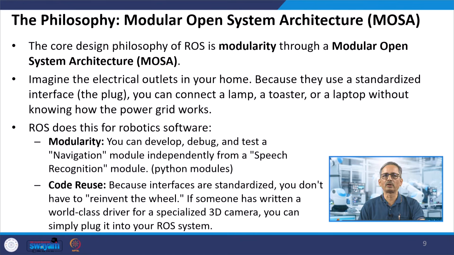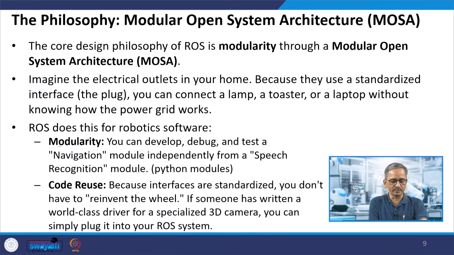It has a modular open system architecture. The core design philosophy in ROS is basically modularity. And what does that mean? You can imagine the electrical outlets in your home, and because they use standard interfaces, say plugs, you can connect a lamp, a toaster, a laptop without knowing how the power grid works. So, this ROS architecture is something like this. ROS does this for robotic software.